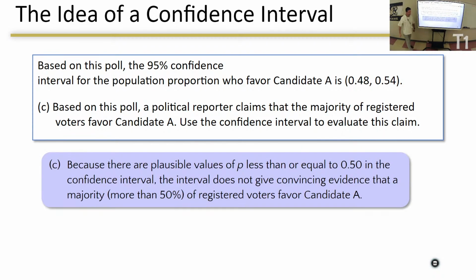Because there are plausible values of P less than or equal to 0.5, the confidence interval does not give me convincing evidence. Okay? It doesn't give me convincing evidence.